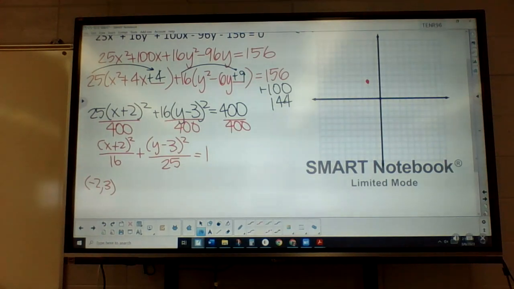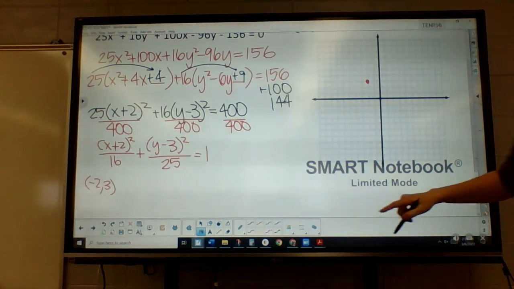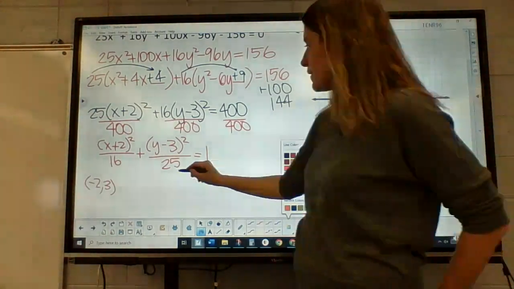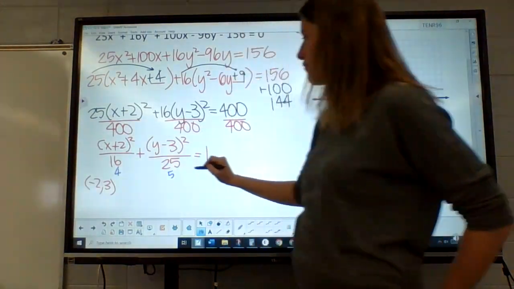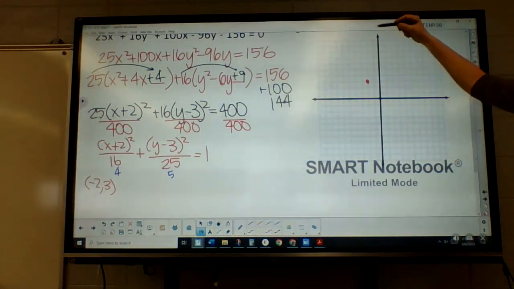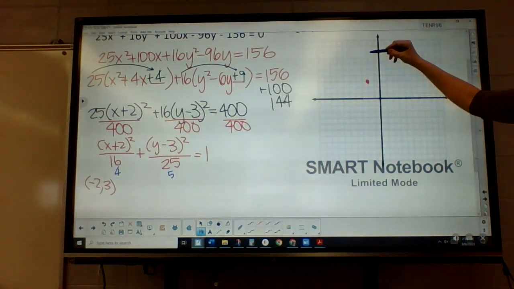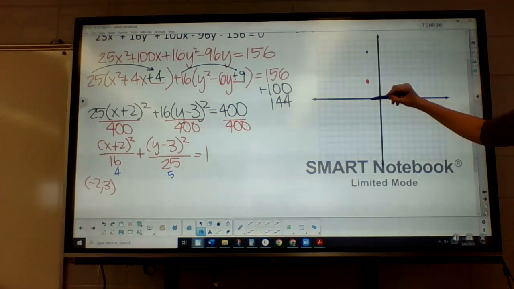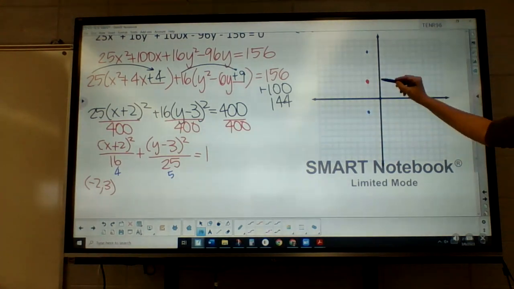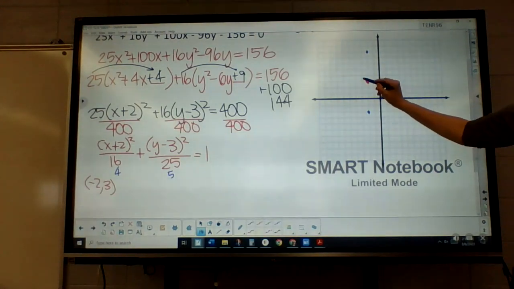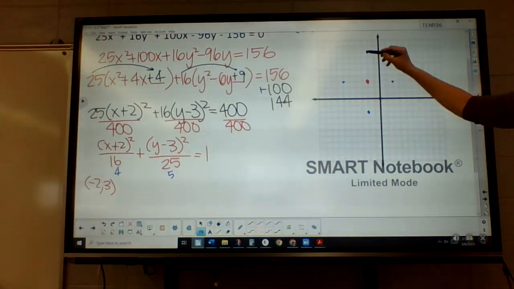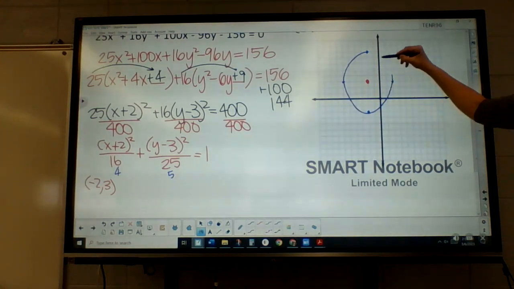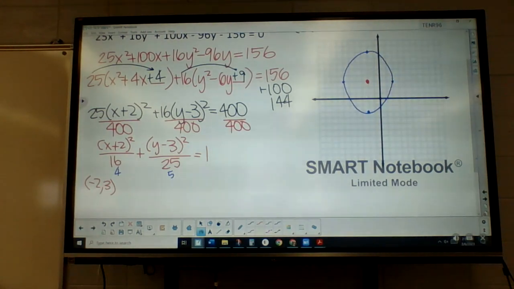Since our y has the bigger number underneath it, it means it's going to be the tall, thin ellipse. So when I go to do this, this is 5, this is 4. I'm going to go 5 in the y direction, which is going to pull my ellipse tall. And then I go out, which actually is pretty wide, almost as wide as it is tall, not quite. So I'm going out in 4. So there's our ellipse.